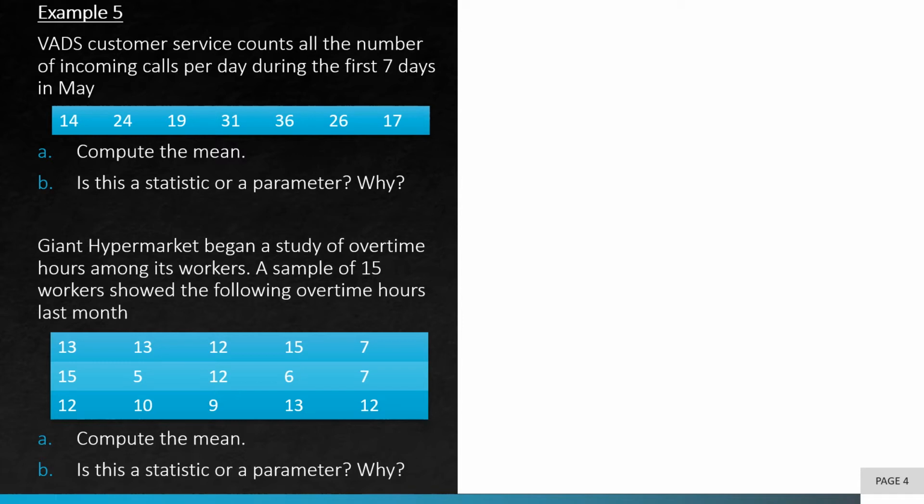So they want you to calculate the mean first. First of all, is this a sample or is it a population? What do you think?